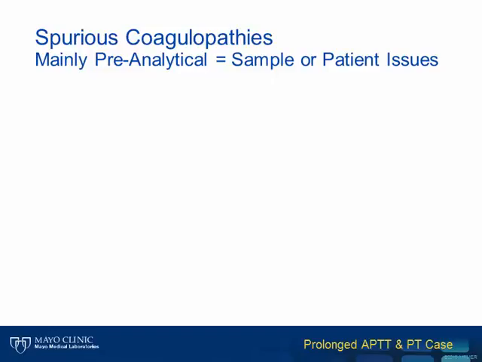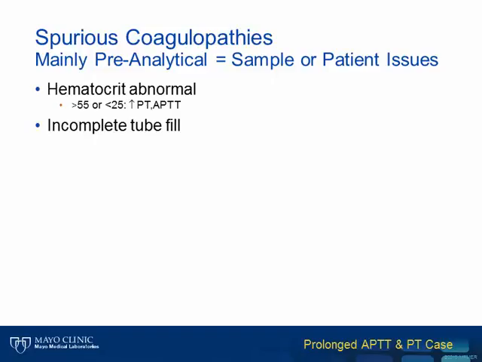Spurious coagulopathies usually reflect pre-analytical or pre-testing conditions of the patient and/or the blood plasma sample, including the many potential conditions listed here. Elevated hematocrit and/or incomplete filling of evacuated collection tubes can cause spurious prolongation of the APTT and/or PT. See the next slide with explanations. Collecting and testing or submitting other than citrated plasma, a blue top tube, samples such as EDTA anticoagulated plasma or serum is another cause.